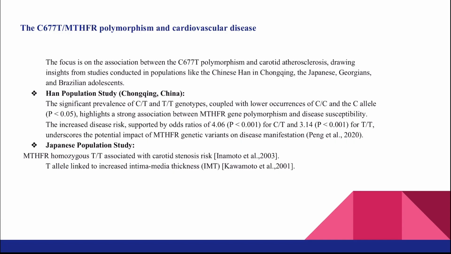Higher clinical significance was also seen. The p-values were much less than 0.05, suggesting a strong association for this gene polymorphism in the population studies of China. And similarly it was seen for the Japanese population. The specific T allele was linked to increased intima media thickness. Homozygous levels were also associated with increased carotid stenosis risk.